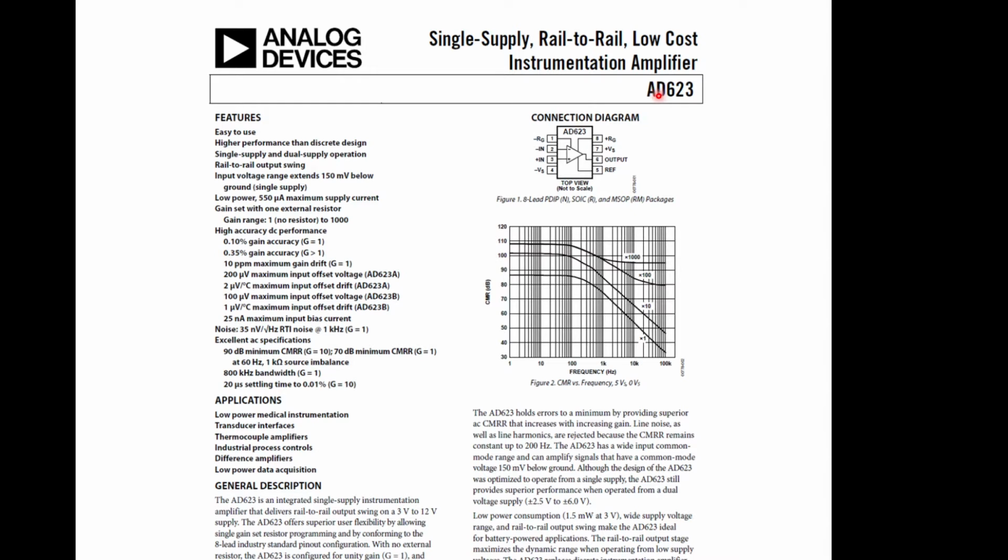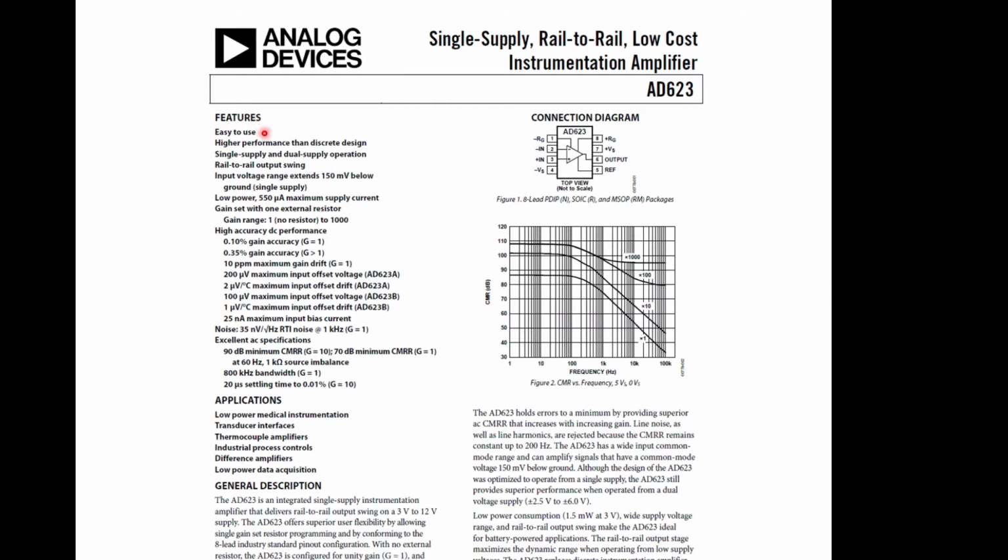It's called an AD623 from a company called Analog Devices, and the clue for that is in the name here, AD, Analog Devices. And its headline is single supply rail-to-rail low-cost instrumentation amplifier. So this is the first page of its data sheet. So it's worth understanding data sheets in some detail, as we'll find out. So on the face of this, it looks like a good system.